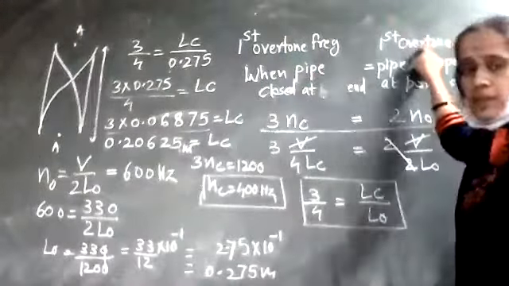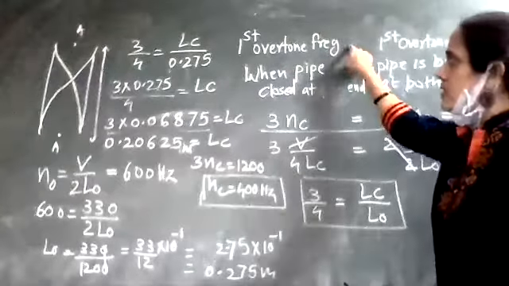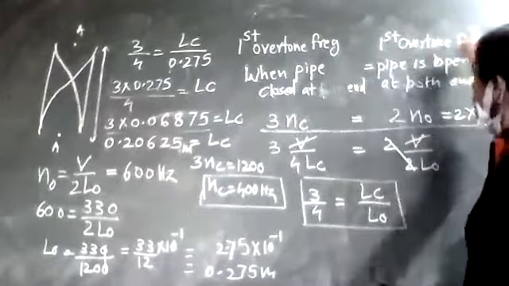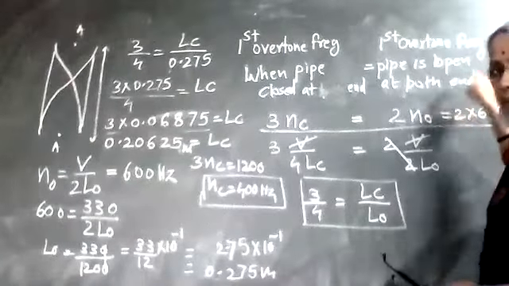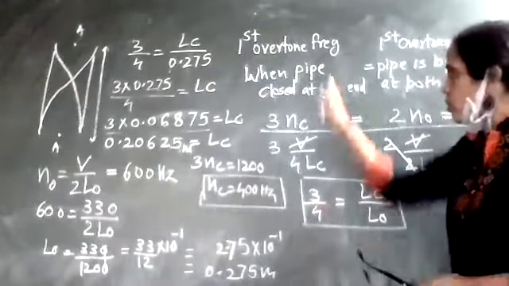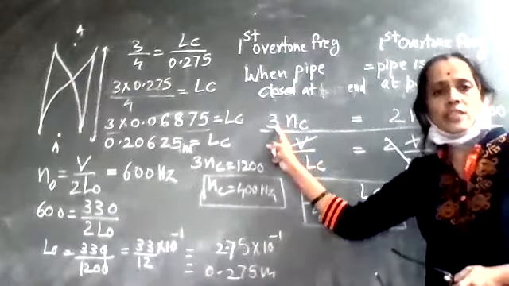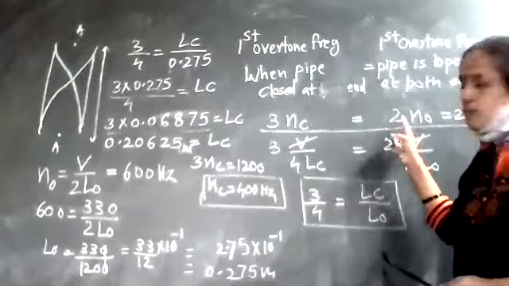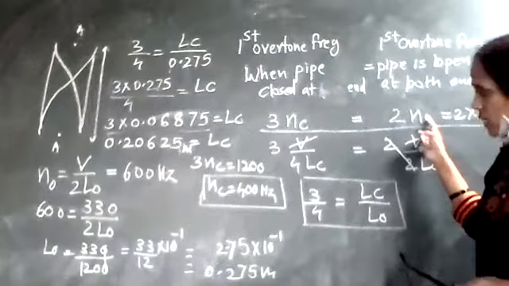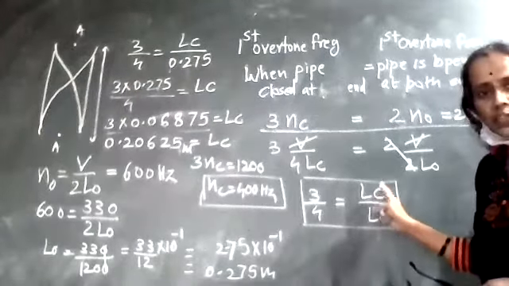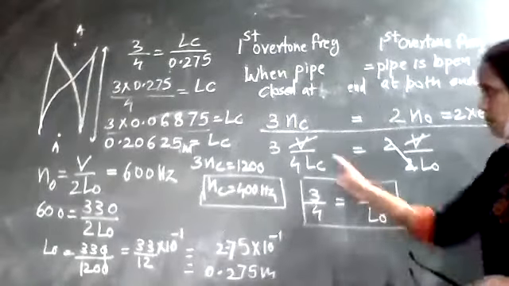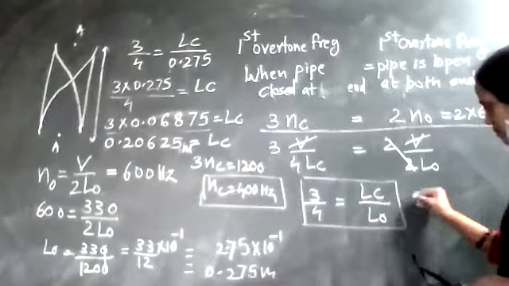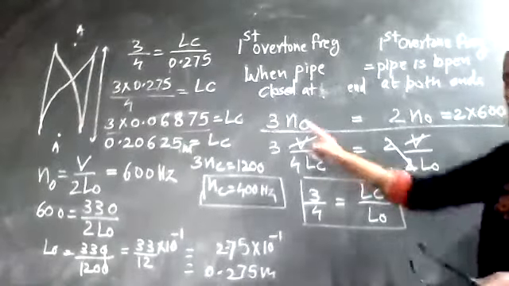This condition is given. The first overtone frequency when the pipe is closed at one end is equal to the first overtone frequency when the pipe is open at both the ends. So the closed end first overtone frequency is 3NC, which is equal to the open end first overtone frequency, 2N0. So I can get the relation between LC and L0 by putting the values of NC and N0. This is the first step, equation number 1.